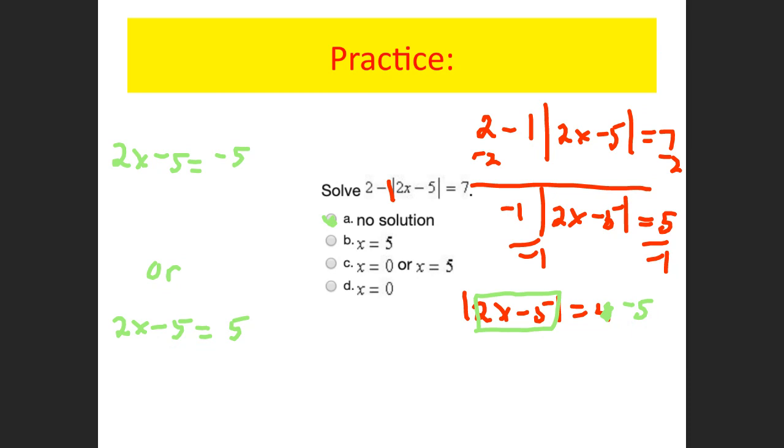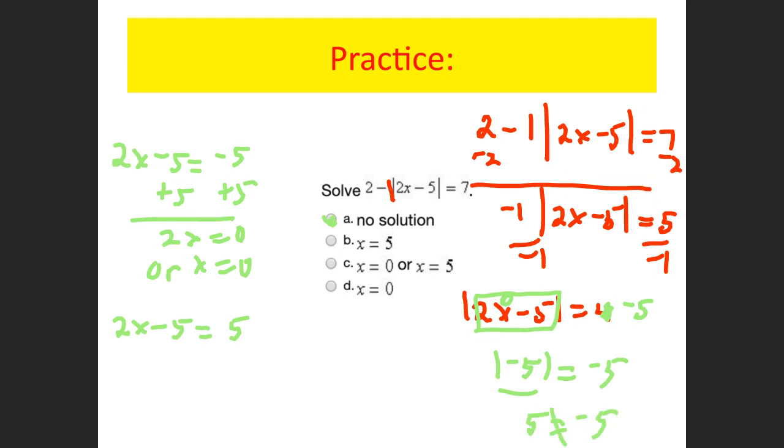And you can check yourself, because you could add 5 to both sides here, and you end up with 2x equals 0. Divide through by 2, x equals 0. So put 0 in here. 2 times 0 is 0, minus 5, so that gives you the absolute value of negative 5 equals negative 5. No, it doesn't. The absolute value of negative 5 is positive 5. So that is not true.